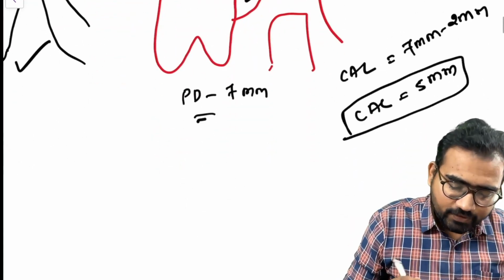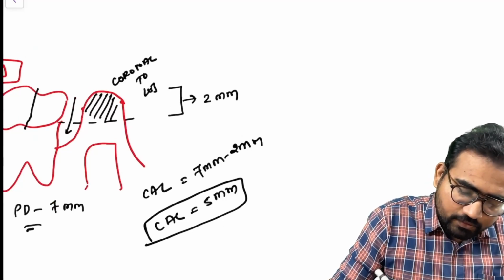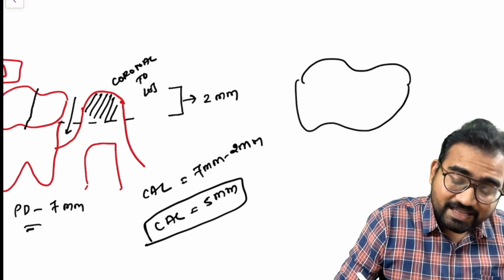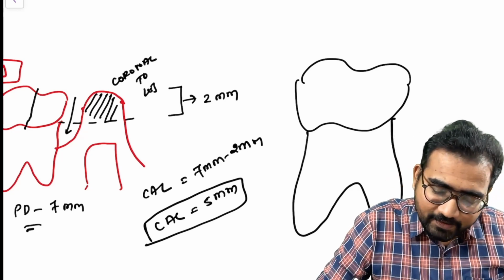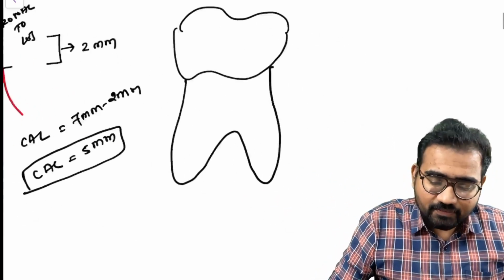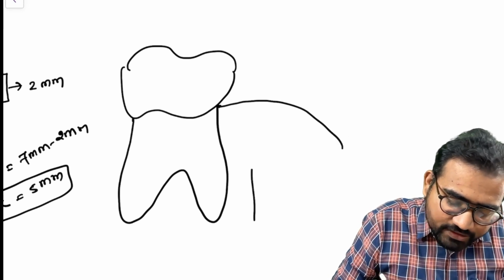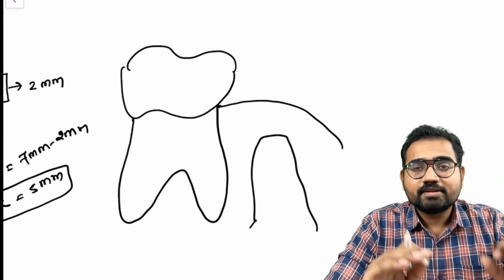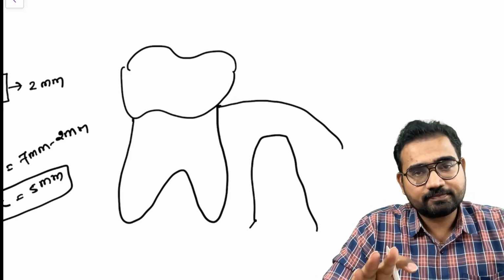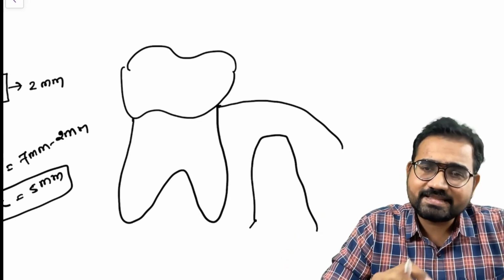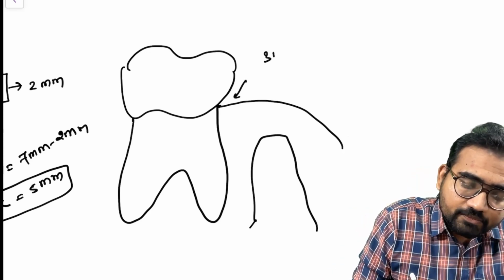The next scenario is a patient having bone loss, but the gingival margin is at the level of CEJ. This is a very tricky scenario, right? I see some amount of tissue loss, I see some amount of bone loss, but when I probe, it's going to be 3 mm or 2 mm.